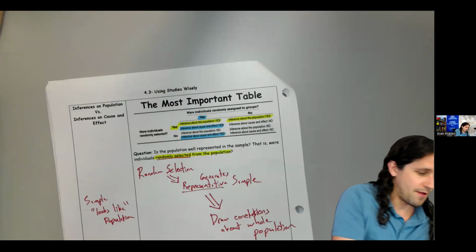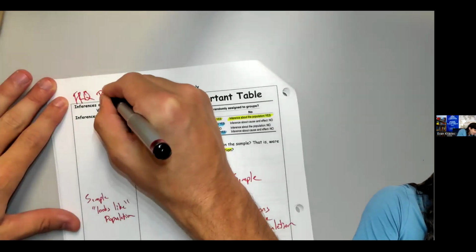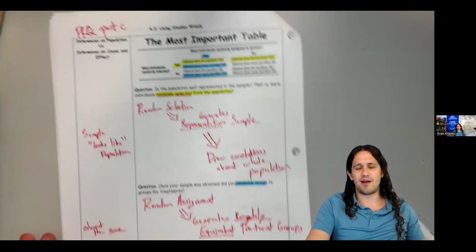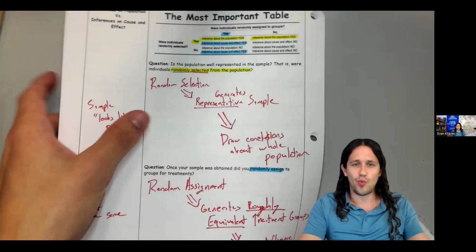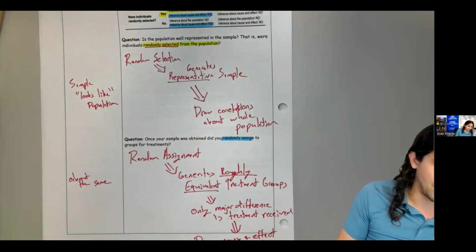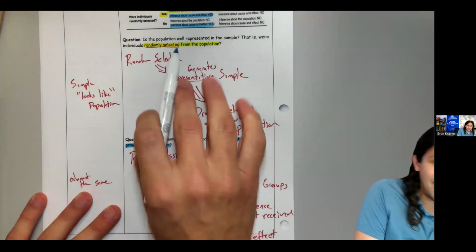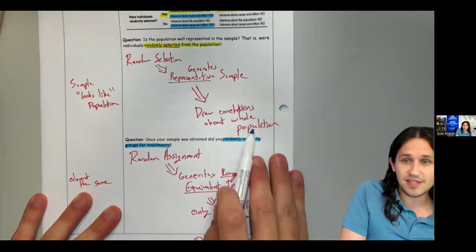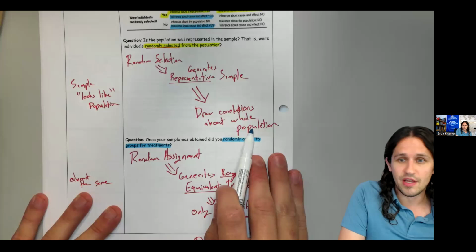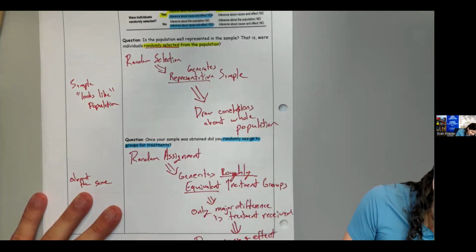This is kind of a FRQ part C. This is a really common follow-up question. What inferences can be drawn? Well, you've got to ask yourself these two questions. Did we randomly select the people? Then we can say it's true for the whole population. Did we randomly assign people? Then we can draw cause and effect conclusions.